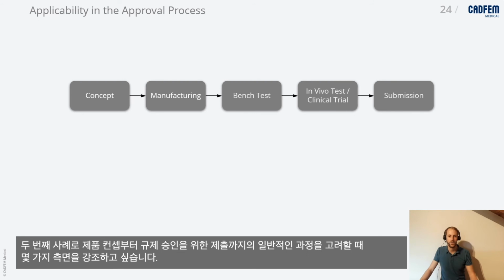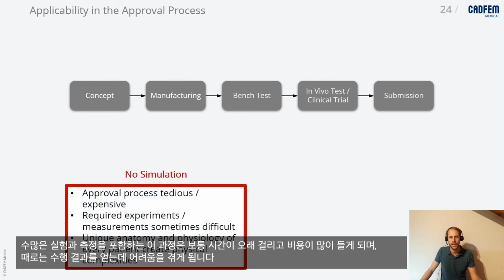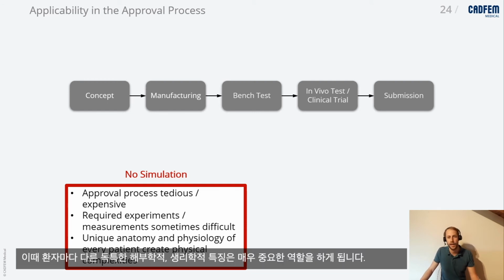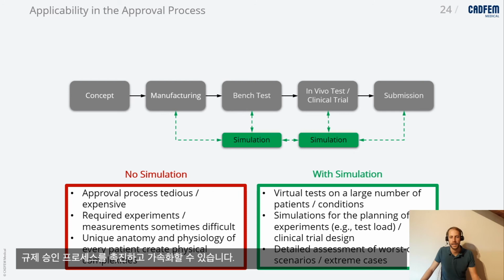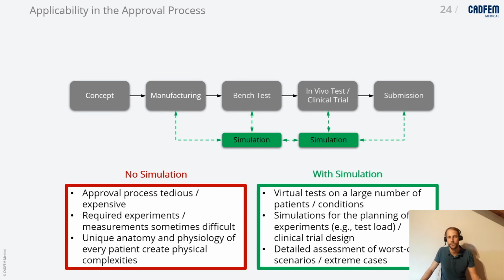As a second case, I would like to highlight a few aspects when considering the general process from product concept until submission for approval. This process is usually tedious and expensive, which involves a lot of required experiments and measurements that are sometimes even difficult to obtain. This is especially the case when unique anatomy and physiology of every patient plays an important role. Simulation can facilitate and accelerate this process by, for example, including virtual tests for a large number of patients or conditions, by virtually planning your experiments and clinical trial design before and carry out model-based assessments of worst case scenarios.